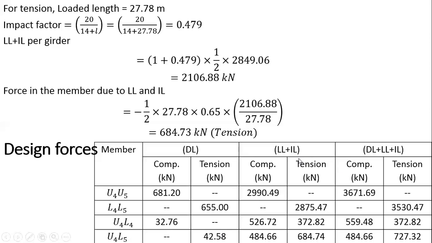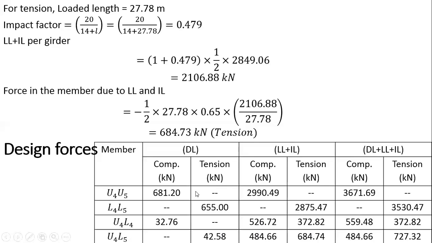Now come to the second column. Because it is again a top chord member, there is only compression, no tension. For the bottom chord, no compression, only tension. For the vertical member, we have both compression as well as tension, but compression will be more. So these values show that compression will be more. For inclined members, the tension will be more. So here this value is more.